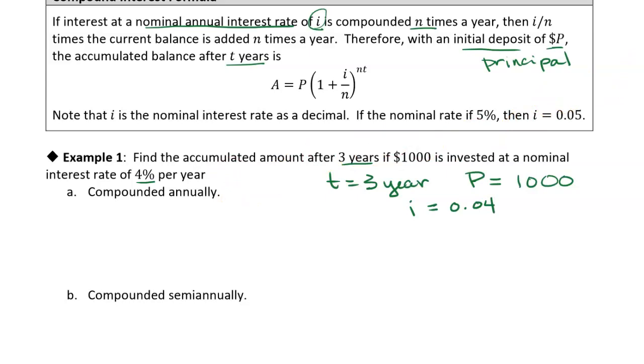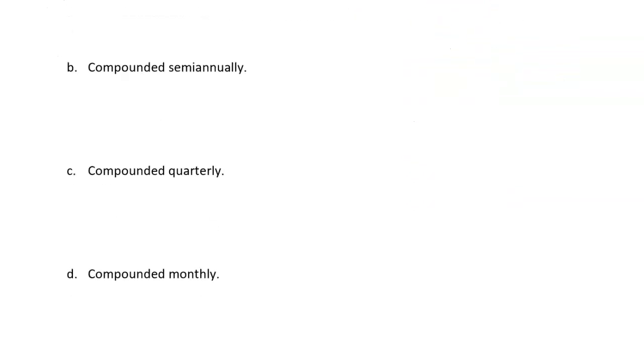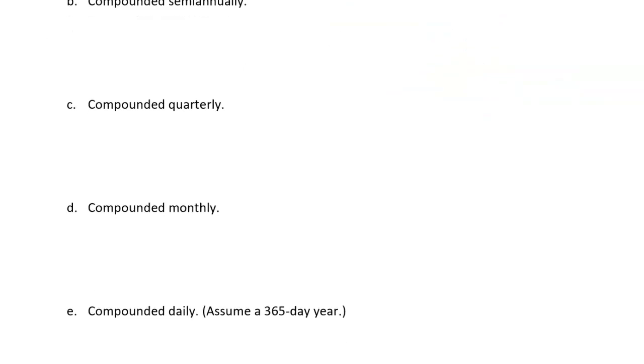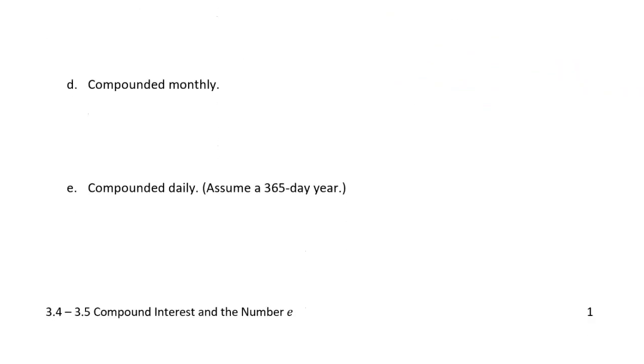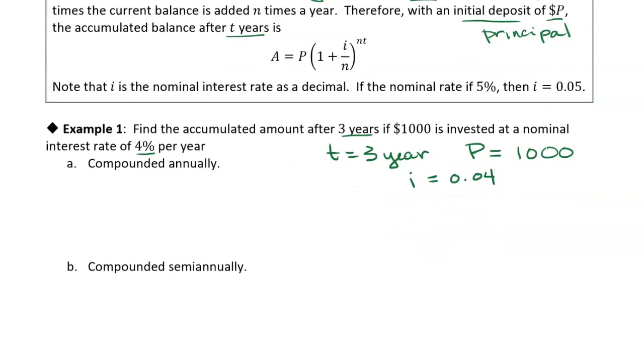So initially, in part A, we're looking at interest that's compounded annually, semi-annually, which means 2 times a year, quarterly, which would be 4 times a year, monthly, which would be 12 times a year, and daily, which will be 365 times a year. We're just going to compare how changing the number of times during the year that it's compounded changes the amount of money that we're going to have at the end of 3 years.